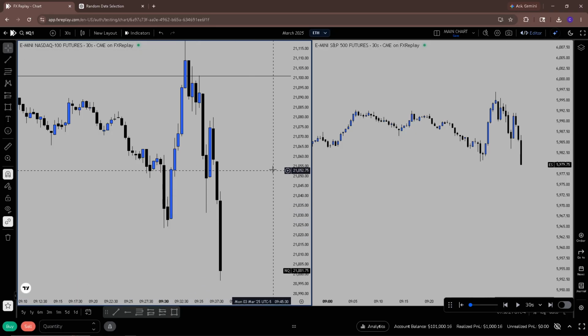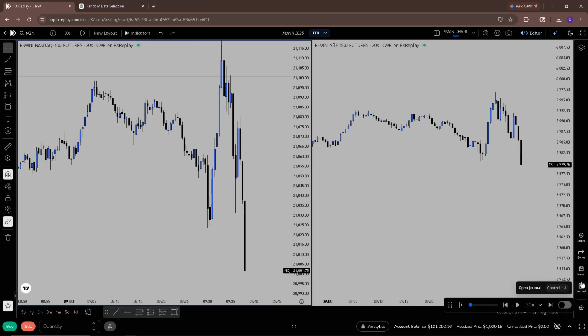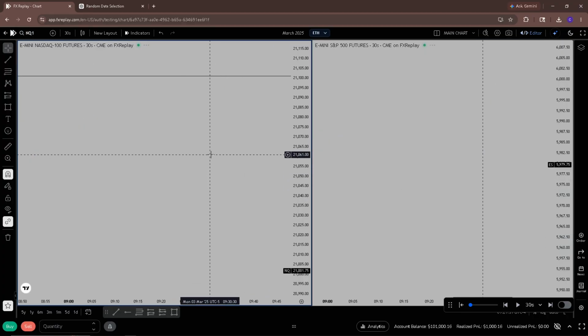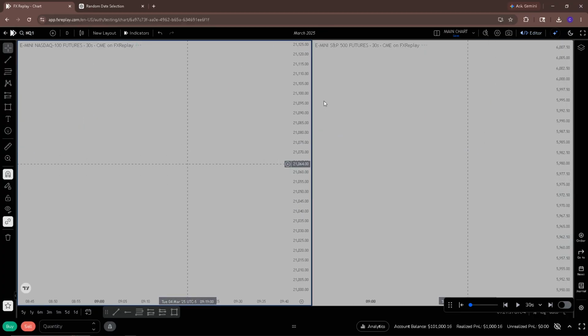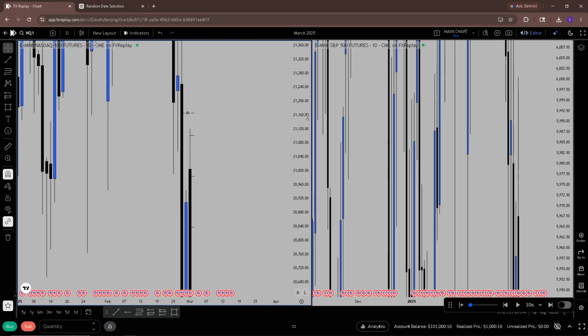Nice. I like that trade a lot. Pretty A plus. Exactly what I wanted to see. Manipulation into my key level. Perfect V-shaped inversion. So really does not get much better than that.